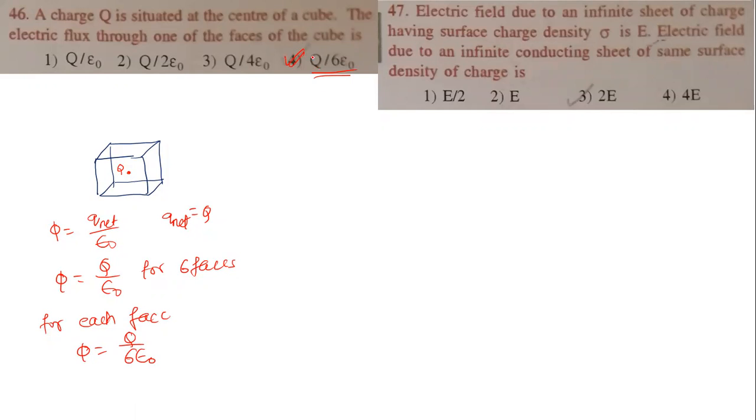Sir, what if they ask, instead of through one face, for 2 faces, what should we do? For each face it is this much, right? Then for 2 faces, we need to multiply this by 2. So for 2 faces, phi equal to 2 times Q by 6 epsilon naught. It will become Q by 3 epsilon naught.